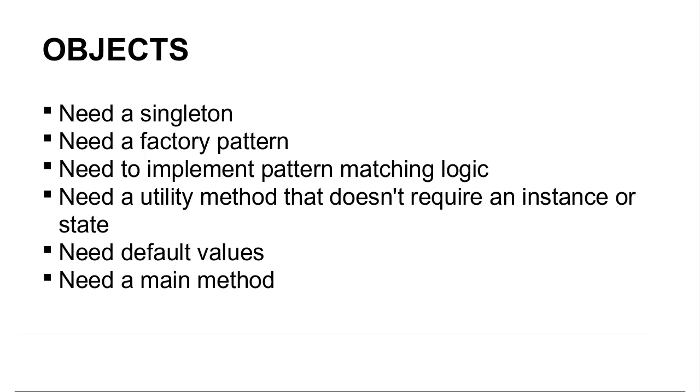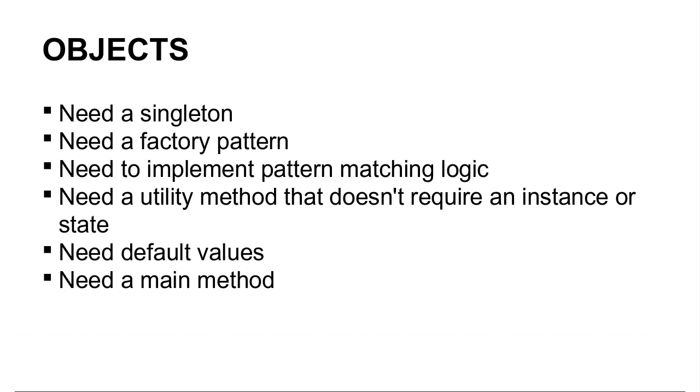If you need to set up some kind of default values, then you'll need an object. And if you need a main method, you'll need an object. So let's go on that particular thread, and let's talk about the main method. Nearly every static type language has the notion of a main method. C has one, C++ has one, Haskell has one, Java has one, and of course, Scala will have one too. A main method is an entry point to a program. In other words, where the program starts.